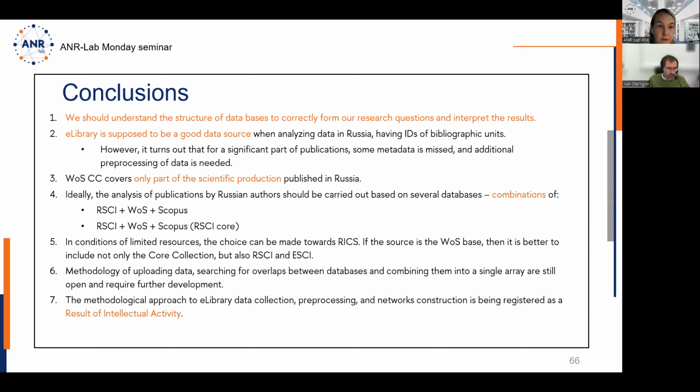And yeah, we are happy that we managed to register this approach to how we worked with eLibrary for collection of data, pre-processing, and construction of network. We registered it as a result of intellectual activity, and so we do hope that it will be possible for other researchers also to use it in their analysis.